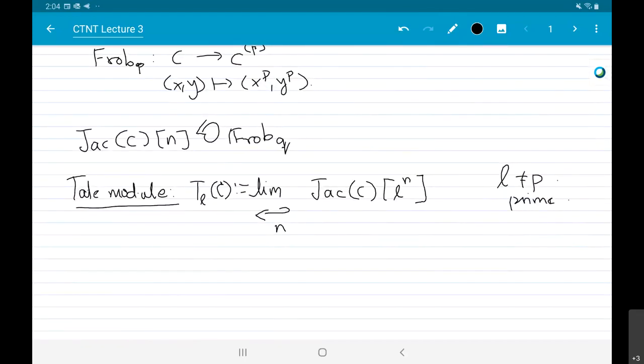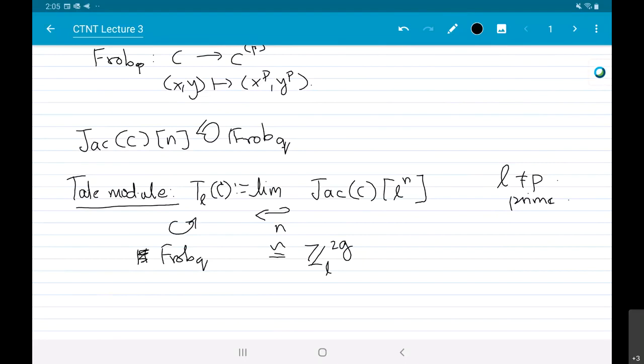you get an action of Frobenius on this. And this is isomorphic to Z_L to the 2g, because each of these is isomorphic to Z mod L to the n to the 2g. So you get a Frobenius action on this Z_L to the 2g.